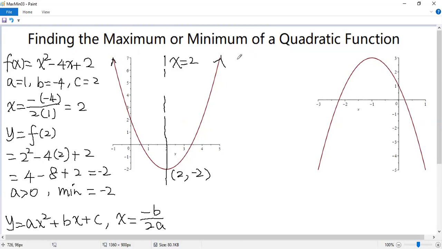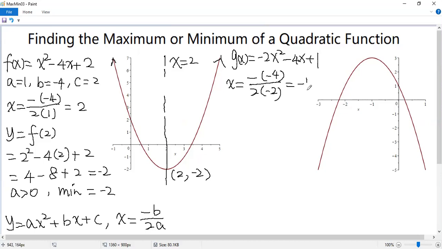Now let's look at the last example. g of x equals negative 2x squared minus 4x plus 1. We know the x coordinate of the vertex is x equals negative b, which is negative 4, over 2 times a, which is negative 2. So 4 over negative 4 equals negative 1. So you see the x coordinate of the vertex is negative 1.